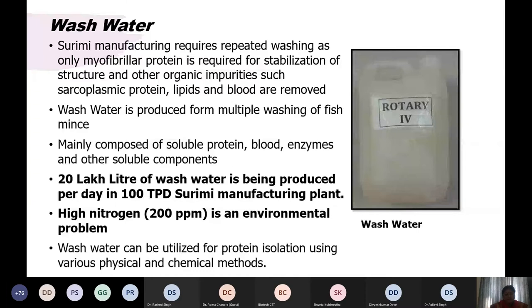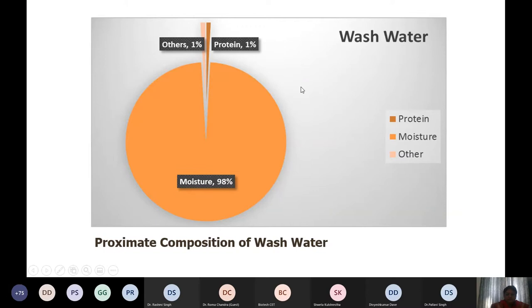If we can reduce this nitrogen, this 200 ppm, then this water can be recycled within the plant. So we need a technology by which we can recycle this water. That's what we have addressed in this particular project: how to recycle this water into the plant, save the water, and reduce the water consumption in the plant. Wash water, so this I will just skip.